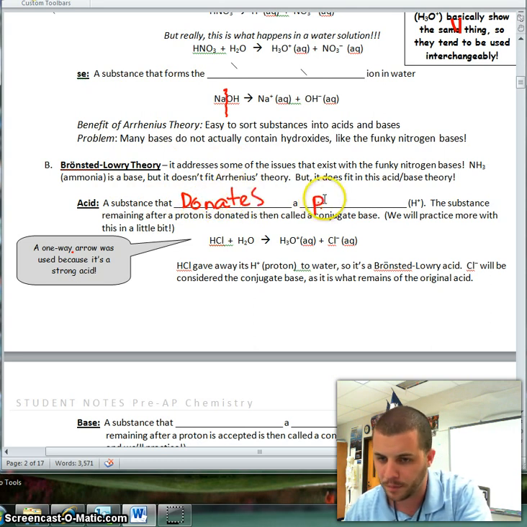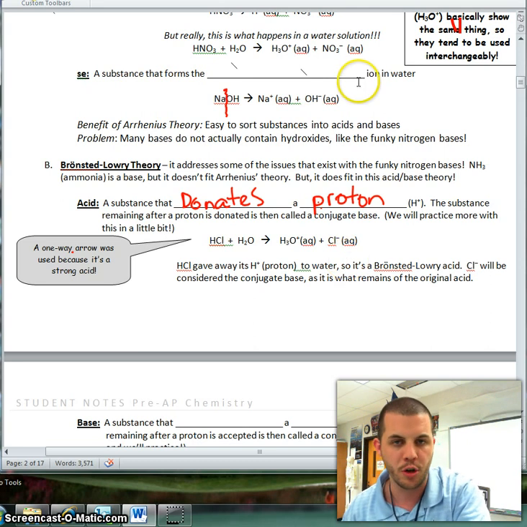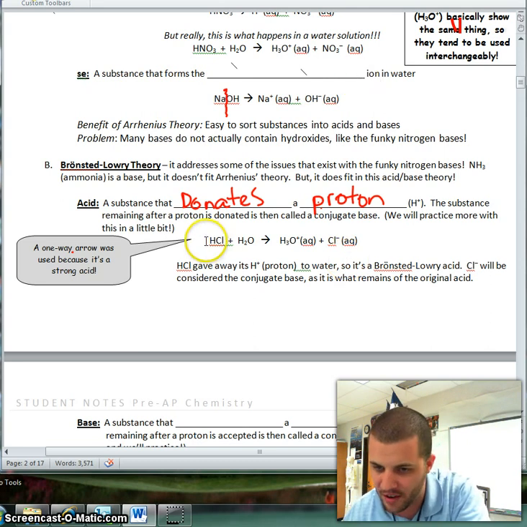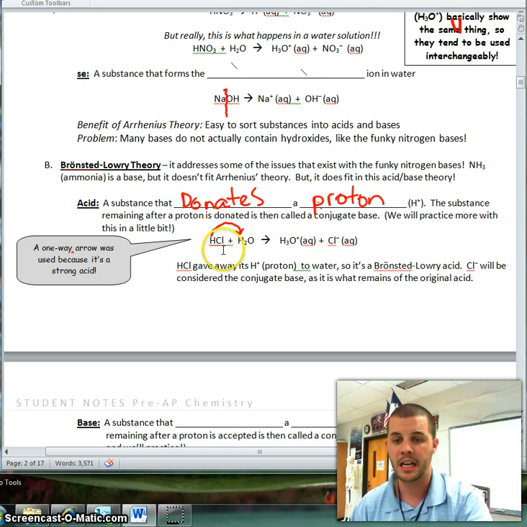When we take a look at this situation, I have two reactants: HCl and water. I'm going to look at my products and see what happened to my H. I have an H that's part of HCl, and over here that H is gone. The H that was here has gone over here to make a hydronium ion, H3O plus. So that makes HCl my acid.